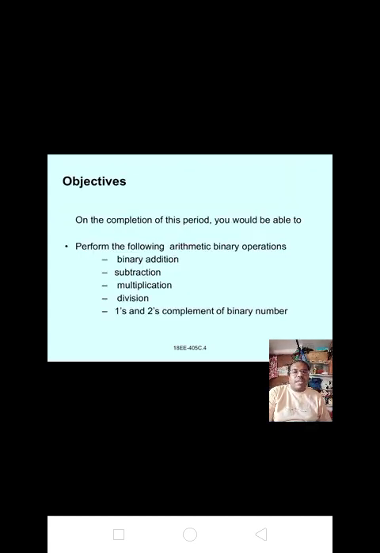On completion of this period, you would be able to perform the following arithmetic binary operations: binary addition, binary subtraction, binary multiplication, binary division, as well as 1's and 2's complement of a binary number. Very simple topics we are learning today. Even small kids of 1 year age can easily learn these topics.